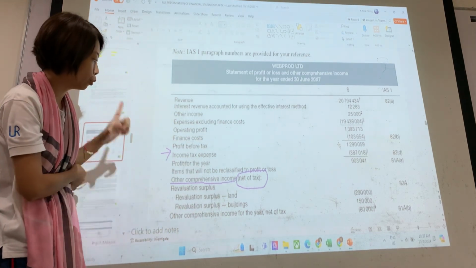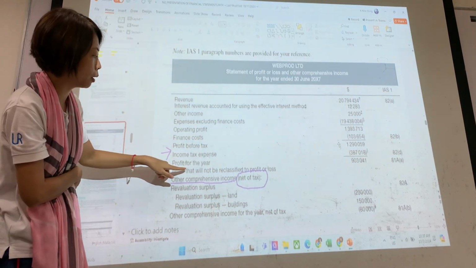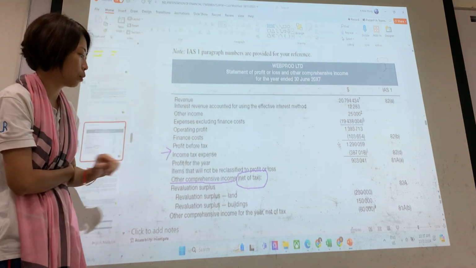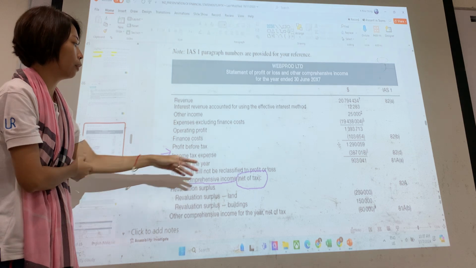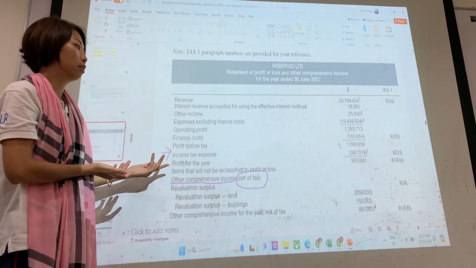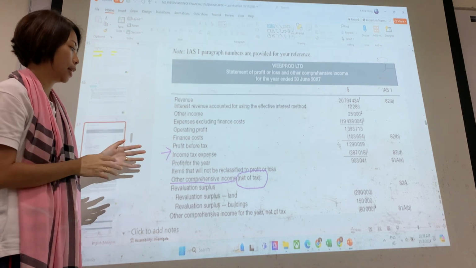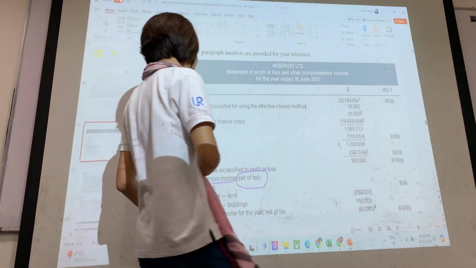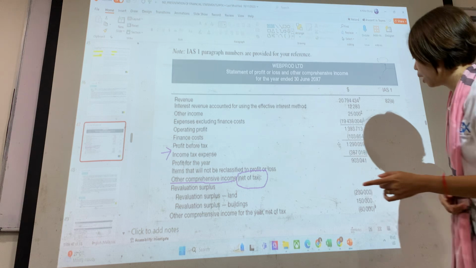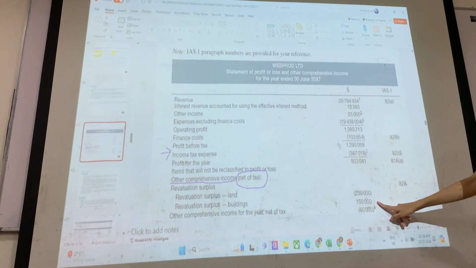OCI, I have two categories. One category is items that will not be reclassified to profit or loss, which is revaluation surplus, and I want to do it net of tax, or I assume it is net of tax. We don't want to learn the tax effect first. So land and building: building we revalue upwards by 150.